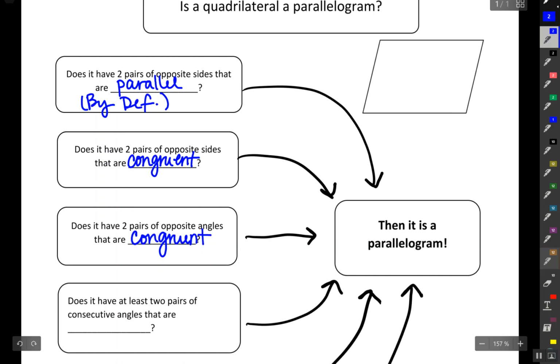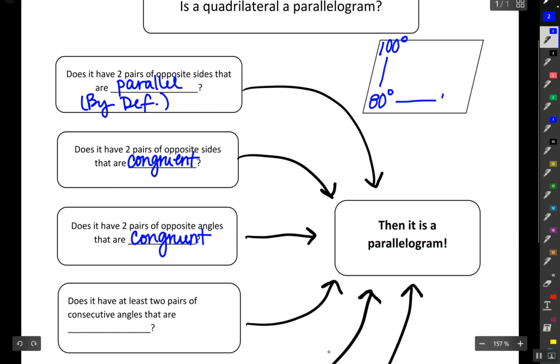Let's say that you know that this angle is 100 degrees. And you know that this angle is 80 degrees. Those are supplementary, as they are in a parallelogram. However, that is not enough information to show for sure that it is a parallelogram. There are some other shapes that have pairs of consecutive angles that are supplementary. So you need more information.